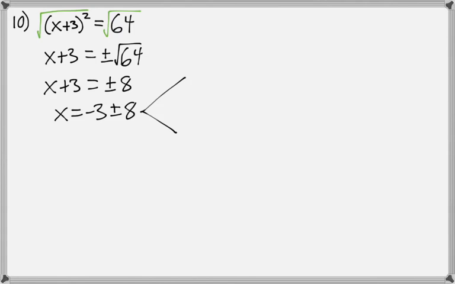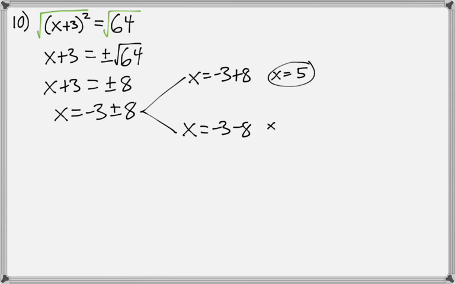So I actually will have x is equal to negative 3 plus 8, and x is equal to negative 3 minus 8. So x is going to be equal to 5, and x is going to be equal to negative 11. Now, if you want to check your work, you can always just plug these two numbers back into the original equation, and it should make it true.